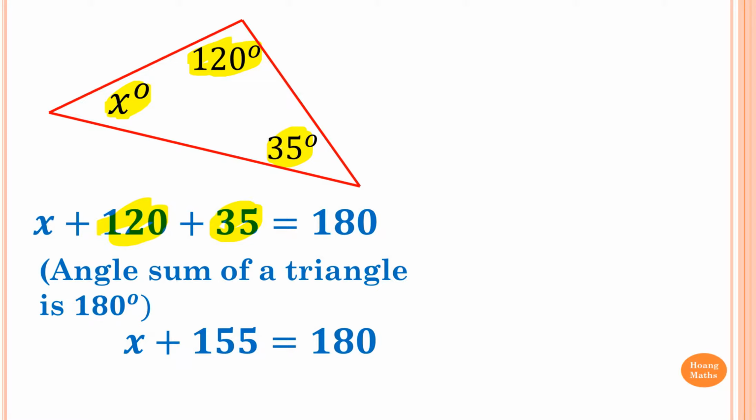So now we just minus 155 on this side and minus 155 on this side as well. So this cancels out. So 180 minus 150 is 30, 30 minus 5 is 25. So therefore, X is equal to 25.